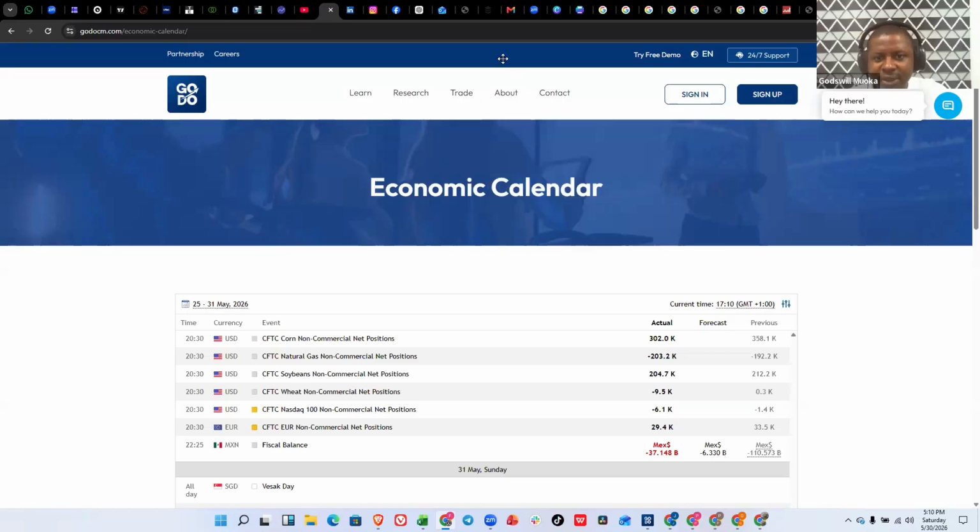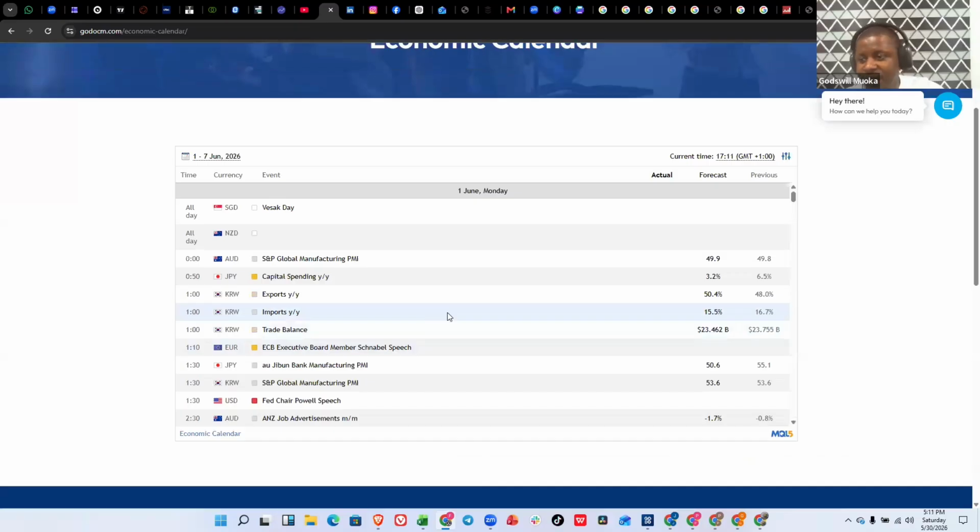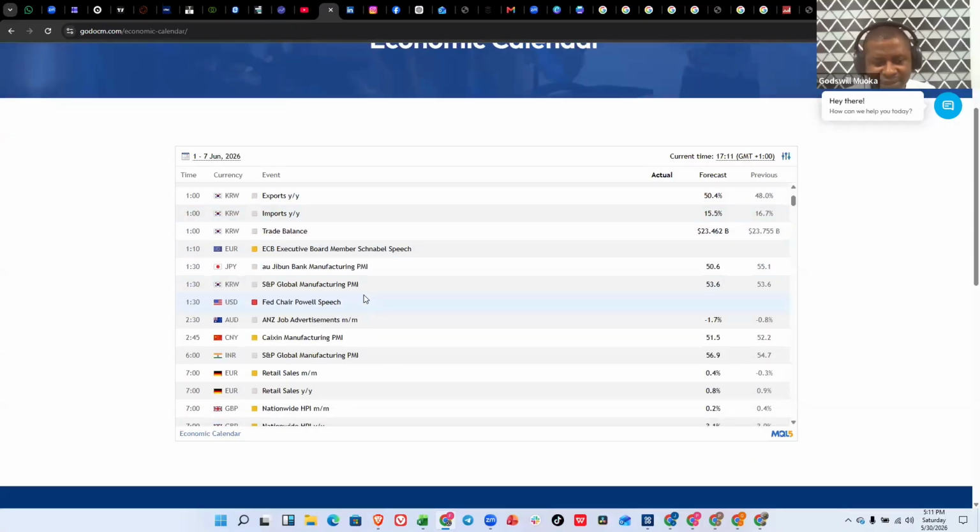Let's start, and we do this by first of all looking at the economic calendar for next week, that is from the 1st of June to the 7th, or the 5th of June per se. Our focus is on high impact data that could cause some interest rate repricing or change that could cause some flows in the market.